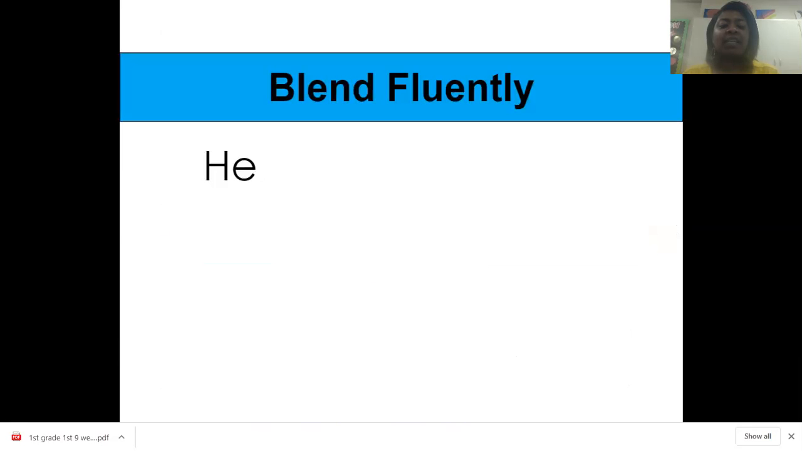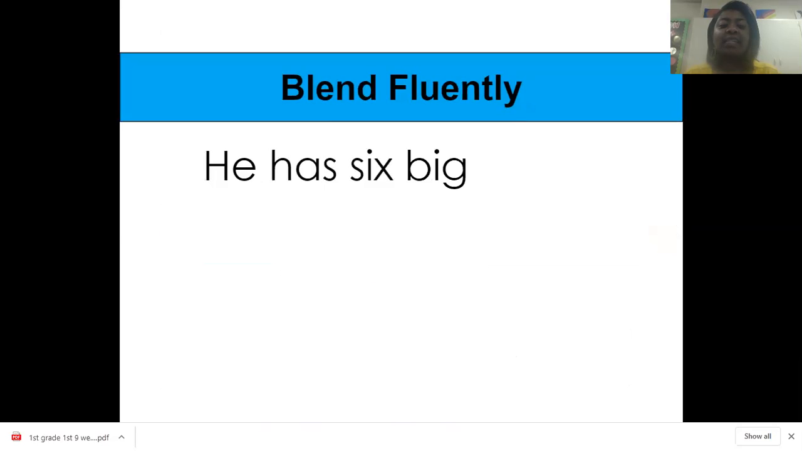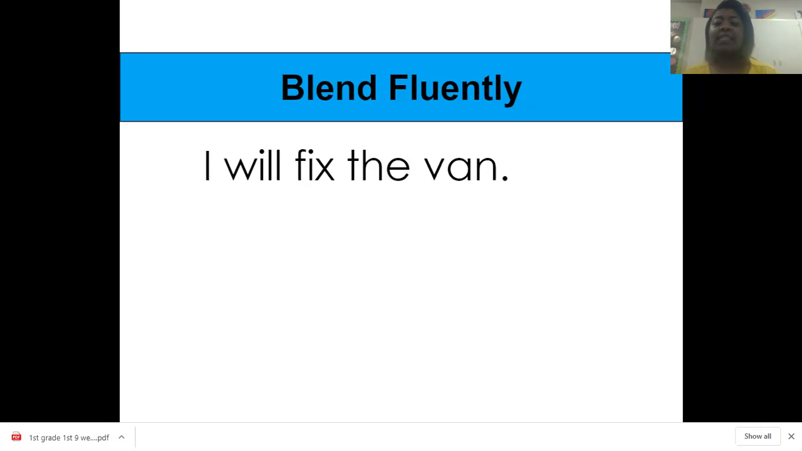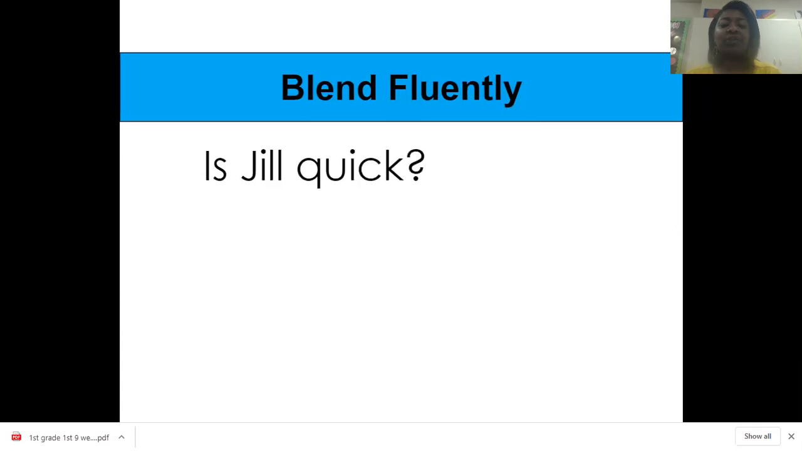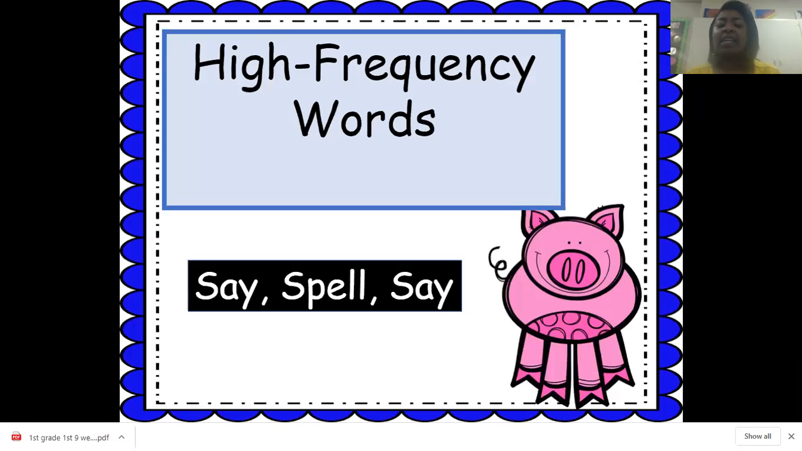All right, let's read the sentence. This word is a word that we may have seen before or learned last year. That word is he has 6 big pigs. Let's read it more fluently. He has 6 big pigs. I will fix the van. Let's go back and read it more fluently. When we read fluently, we sound like we're talking. I will fix the van. We want to make sure that we're just saying the sentence and we are not reading like robots. Is Jill quick? Let's read it fluently. Is Jill quick?